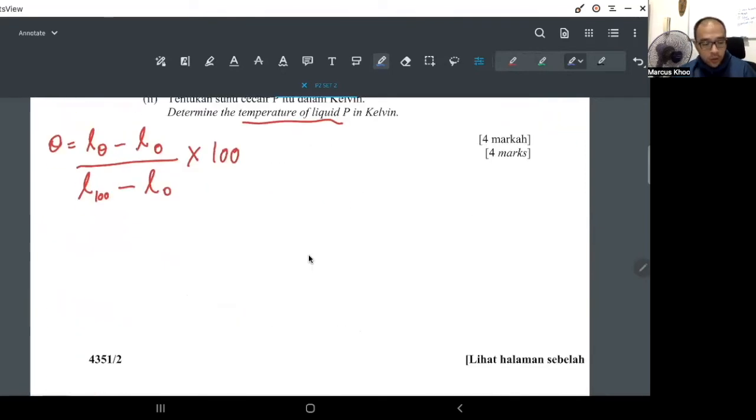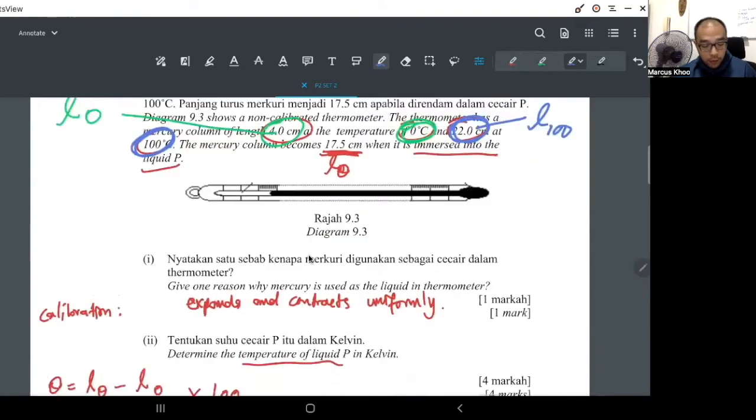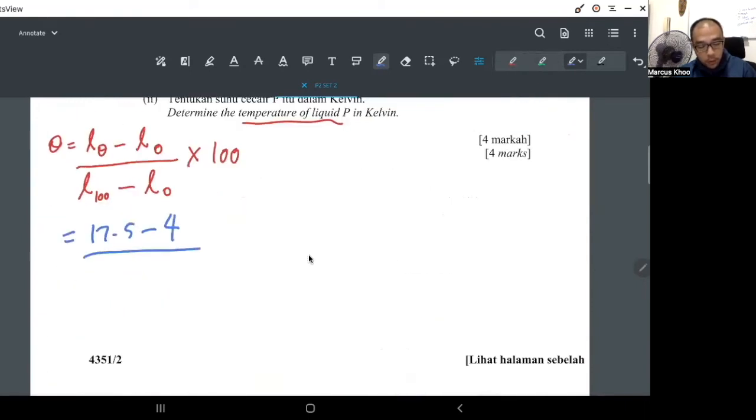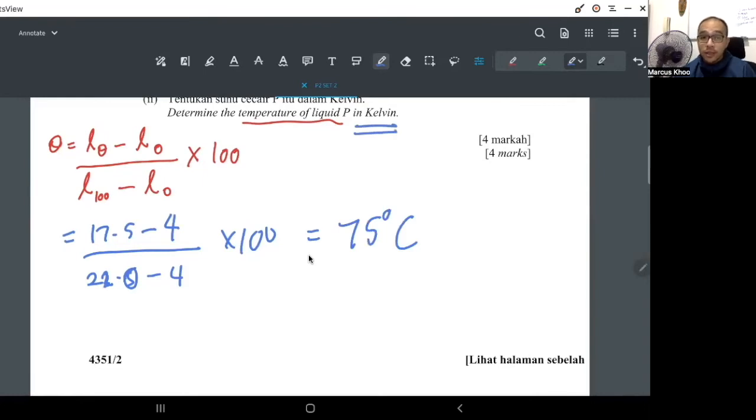Okay. So when you do this, you get 17.5 minus 4.0 over 22.5 minus 4 times 100. Is it 22.5? Sorry, 22.0. 22.0 minus 4 times 100. So you get the answer 75 degrees Celsius, but you need to change it to Kelvin. So you just plus with 273, you should get the answer 348 Kelvin.